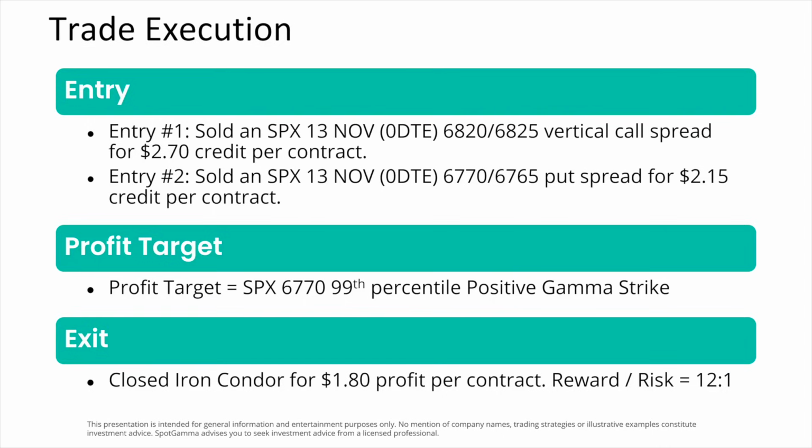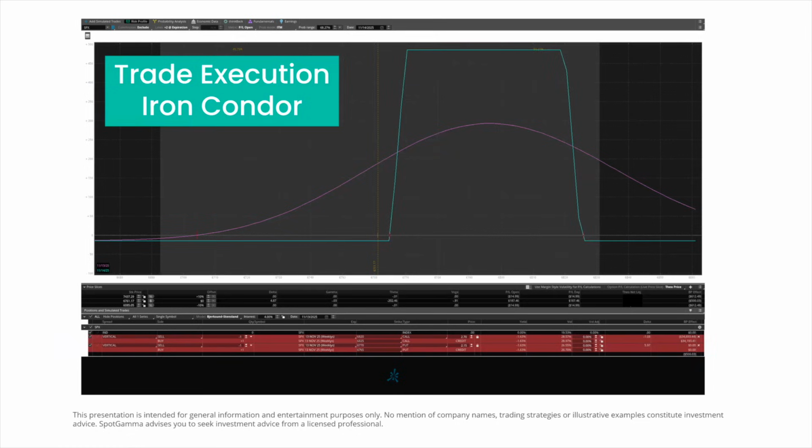SPX chopped around between 6765 and 6780 and finally broke below the 6765 strike around 1 p.m. I closed the position at that time for a profit of $1.80 per contract and a risk of 15 cents per contract. The reward to risk for the trade was 12 to 1. This screenshot of the Thinkorswim Analyze tab shows the position for one contract right before I closed it.